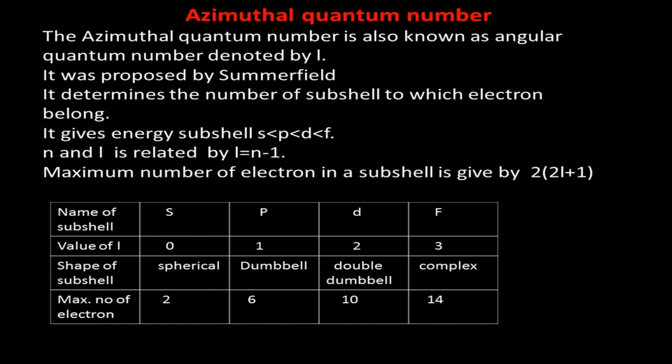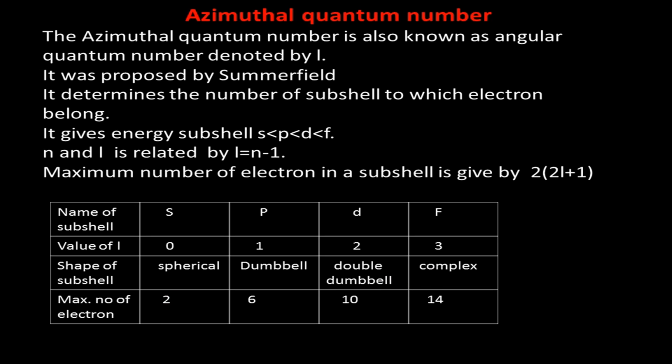This is the summary of the azimuthal quantum number. Name of subshell: s, p, d, f. Value of l: for s we have 0, for p we have 1, for d we have 2, for f we have 3. Shape of subshell: s is spherical, p is dumbbell, d is double dumbbell, and f is complex. Maximum number of electrons: s is 2.